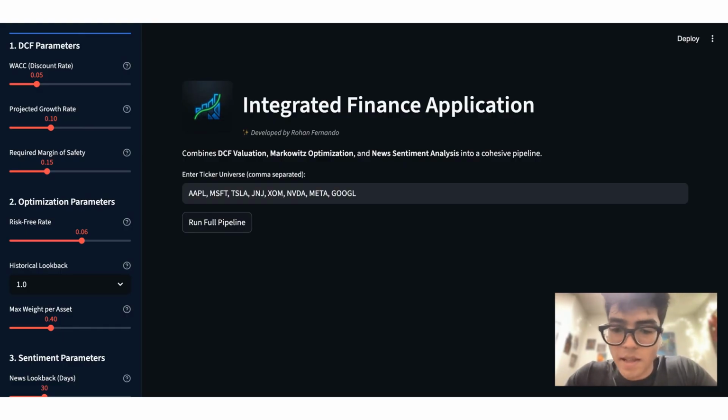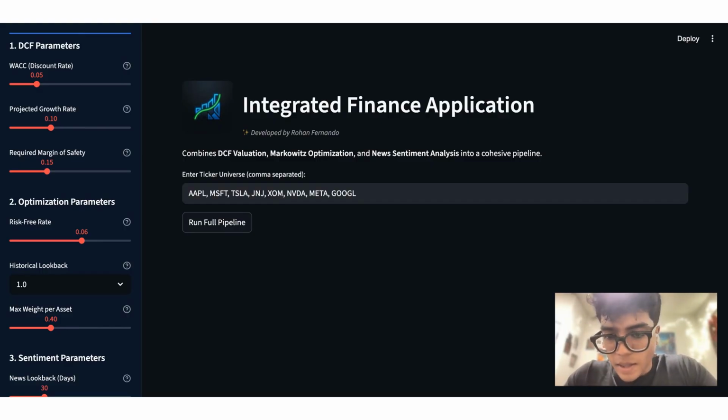First, it runs a DCF valuation screen to filter out overvalued stocks. Second, it takes only the undervalued stocks and runs Markowitz portfolio optimization to maximize the Sharpe ratio. Third, it runs a new sentiment overlay using NLP to flag any holdings with negative sentiment risk.